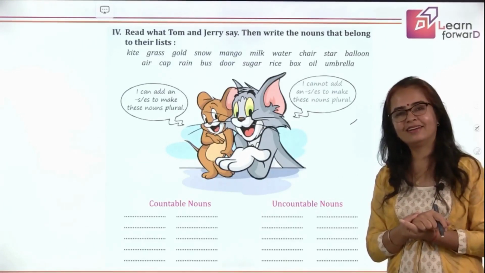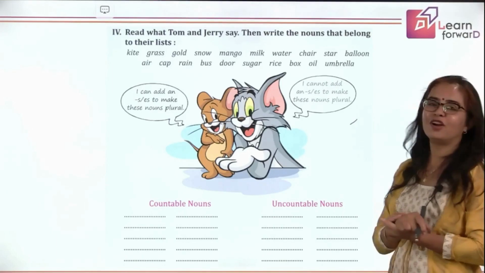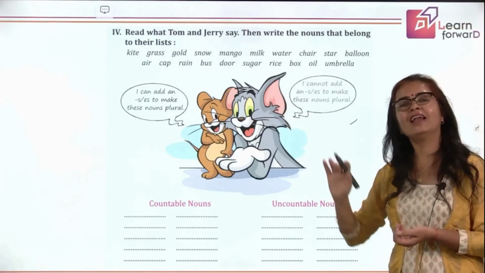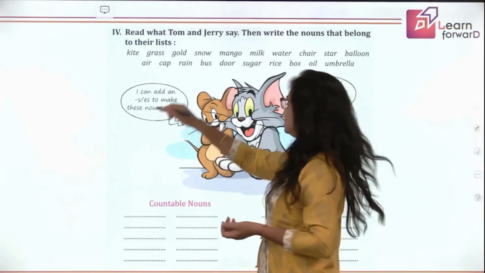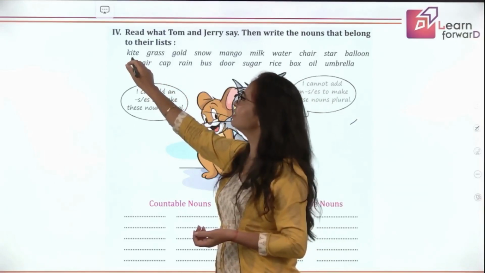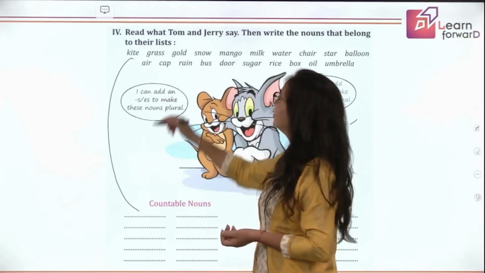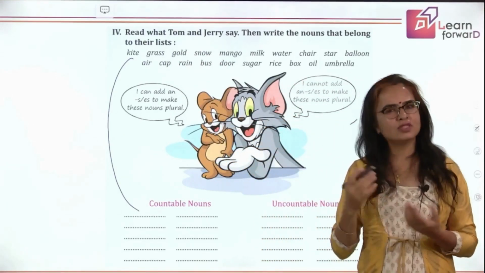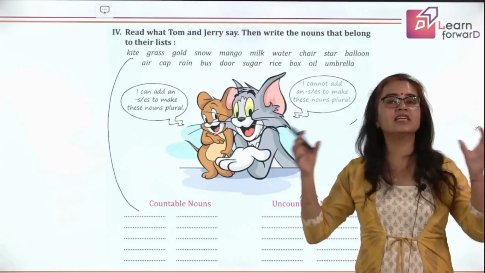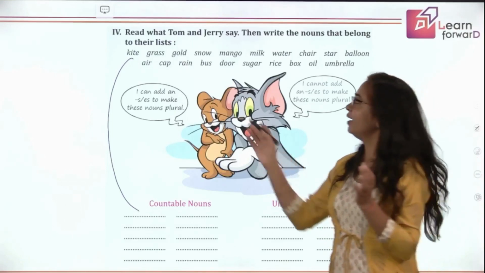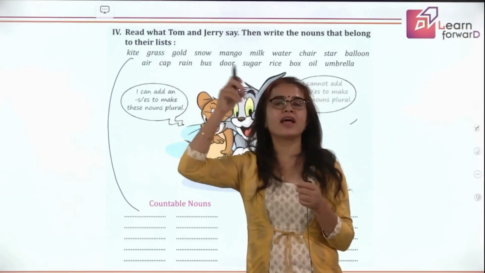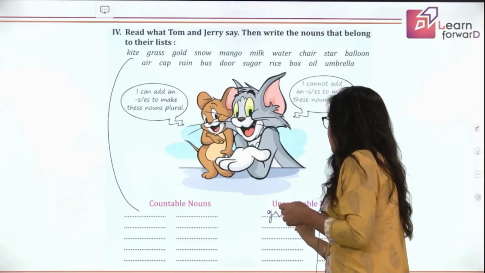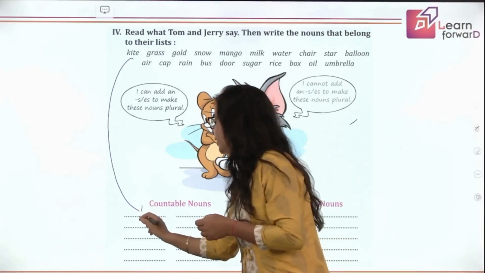Because they are, yes, they are uncountable. So what do we have to find out here? Which of these are countable and which are uncountable actually, right? So let's see. Kite. It's countable. So it will go in this list. Grass. So what is grass? Do you say grass is growing? Grass itself is too much and it's not countable. It's just the strands of grass that we can count. So this is uncountable. We don't say grass, grasses, but we say kite and kites.